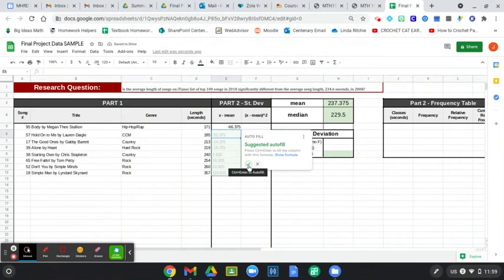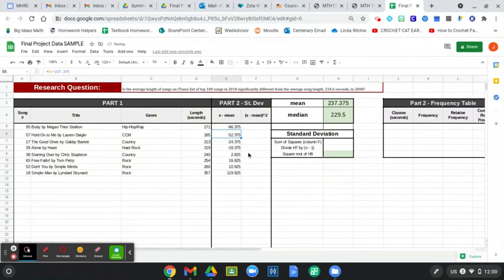Yes, I do want it to autofill because it's going to take every song length and subtract my mean. Perfect. If yours didn't automatically do that with the autofill, you'd grab the corner with the little box, you drag down, and it will fill it in the same way.